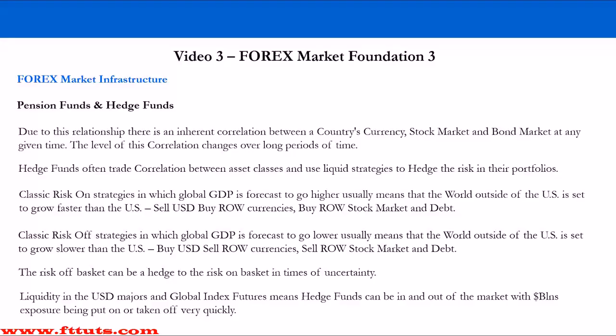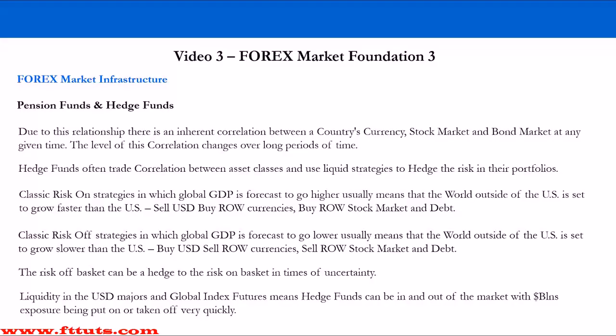A classic risk off strategy would be the reverse. So if global GDP is forecast to go lower, that usually means that the world outside of the US is set to grow at a slower pace than the US. So in this scenario, we would be looking to potentially buy US dollars and sell rest of world currencies, rest of world stock markets and debt.